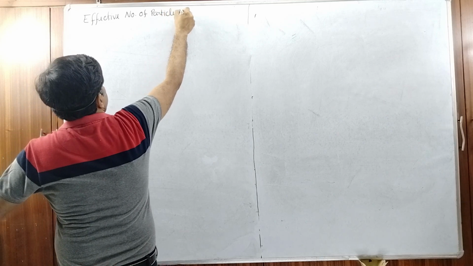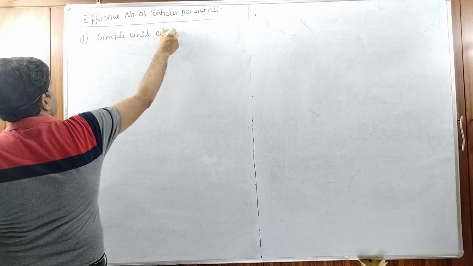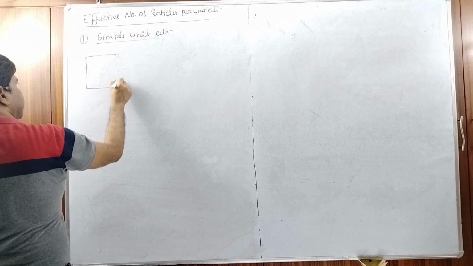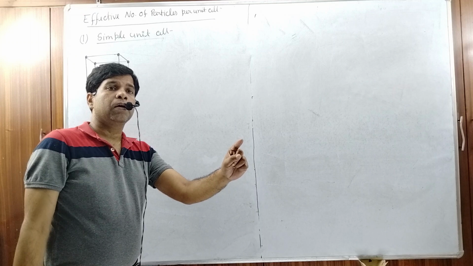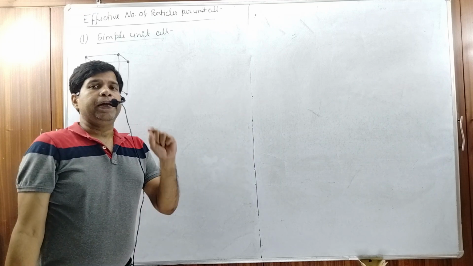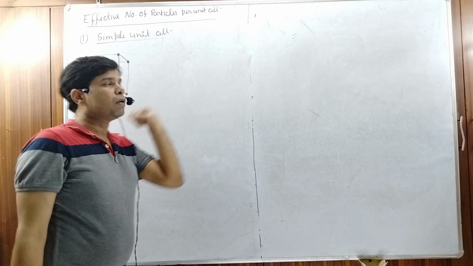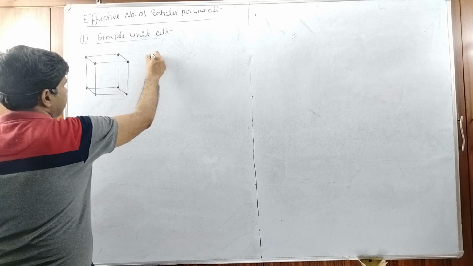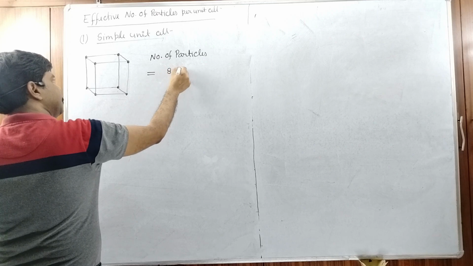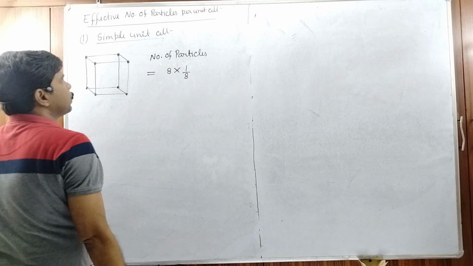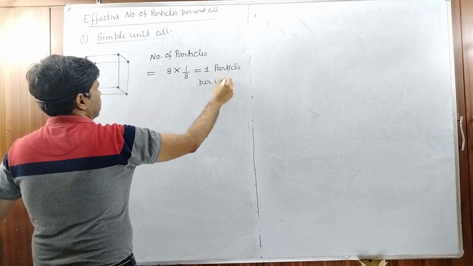Effective number of particles per unit cell. In the simple unit cell, we have the particle present at all the corners, and every particle at the corner contributes 1 by 8. We have 8 corners, and every particle at the corner contributes 1 by 8. So now, how many total or effective number of particles? 8 corners, and each particle present at the corner contributes 1 by 8. In the simple unit cell, we have 1 particle per unit cell.